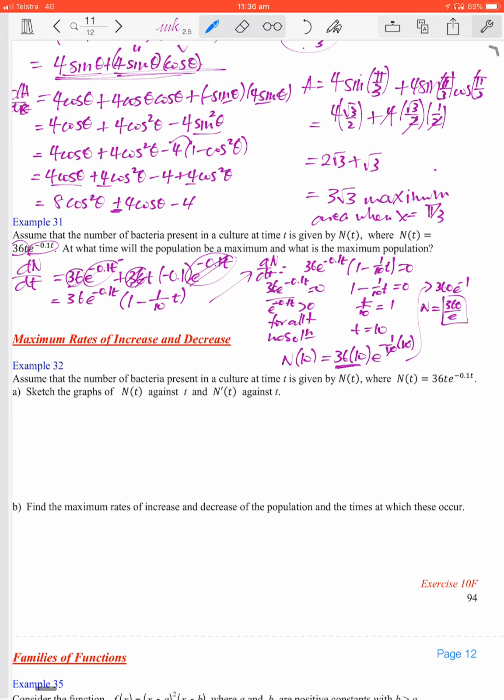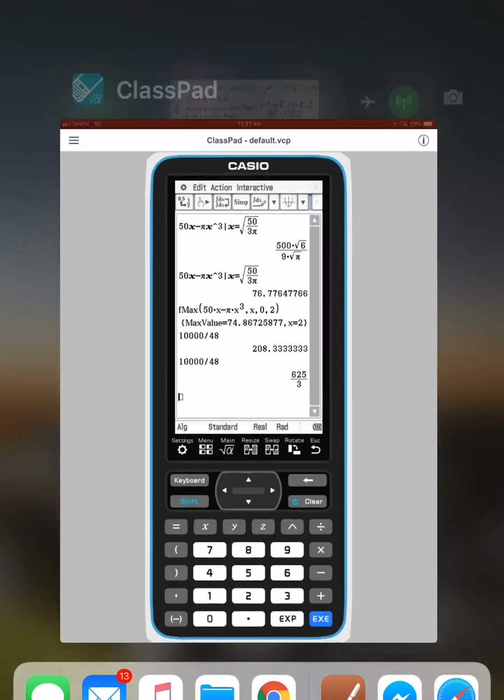Okay, assume the number of bacteria present in a culture is given by that, so that's our previous question. Sketch the graphs of n of t and n dash of t against t. Find the maximum rates of increase and decrease and the times at which they occur. So 36t e to the negative 0.1t.